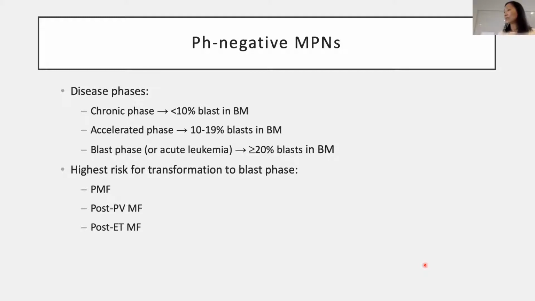MPNs have three disease phases. The chronic phase is characterized by having less than 10% blasts in the bone marrow. This can progress to an accelerated phase where you have 10 to 19% blasts. And you can proceed further to a blast phase, or what is considered at this point acute leukemia, when you have 20 or more percent blasts. As I mentioned earlier, PMF has the highest risk for transformation to blast phase. However, PV and ET, once these have progressed to fibrosis, also have a very high risk of transforming.